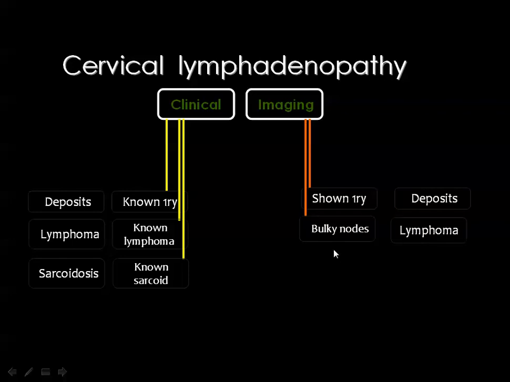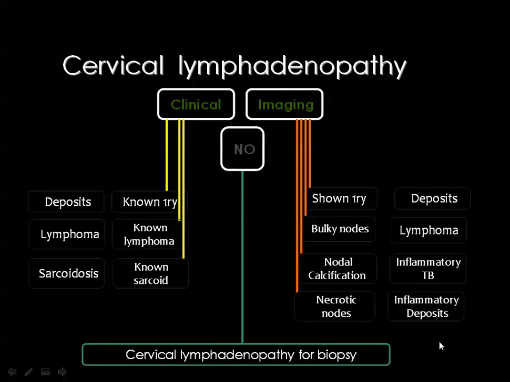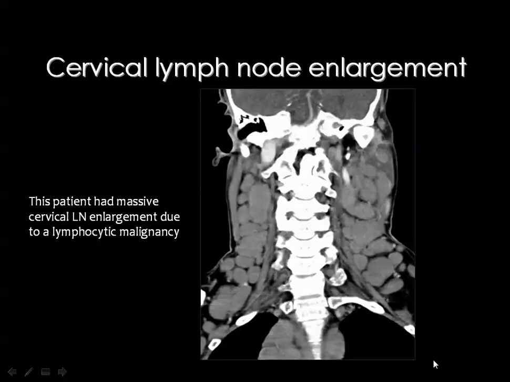If imaging shows bulky, homogeneously enhanced nodes without areas of breakdown or calcium, consider lymphoma. If imaging shows nodal calcification, consider infection, particularly TB. And necrotic nodes can be due to inflammatory lesions and can also be secondary to metastatic deposits. If there is no clinical or imaging finding to support one of these diagnoses, then you just say that I see cervical lymphadenopathy and I recommend lymph node biopsy.